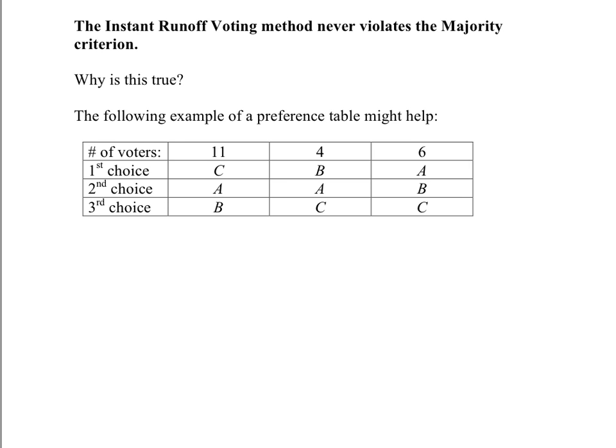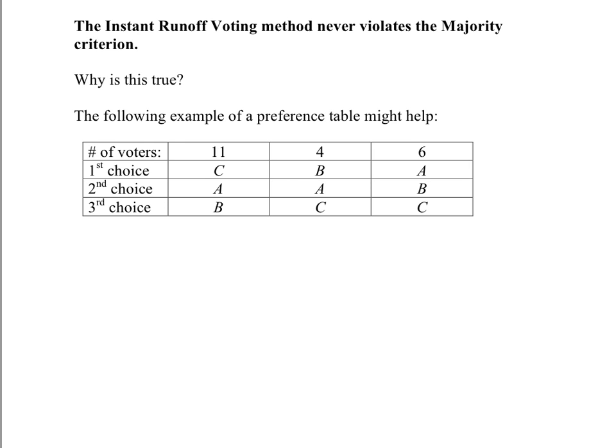Good news! The instant runoff voting method never violates the majority criterion. That is good news indeed. Now, why is it true that it can never produce such a violation? It's useful to look at an example to reason it out. You'll notice that in this example, C is a majority candidate. We looked at this example earlier.